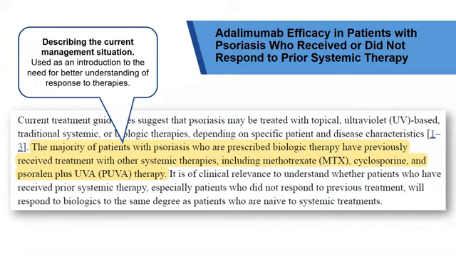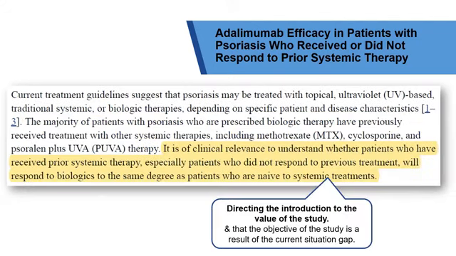They mentioned that the majority of patients with psoriasis who are prescribed biological therapy, so the smooth transition from the general treatment paradigm, then sliding to and focusing on biologic therapy, have previously received treatment with other systemic therapies, including MTX, cyclosporin, and PUVA therapy. So general, then more specific on the guidelines.